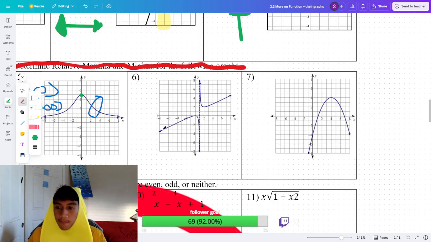Problem number 6. Here I'll plot. Actually, no, we'll skip problem number 6. That's kind of hard.